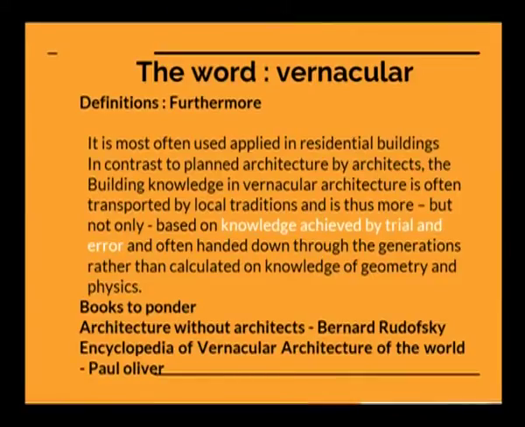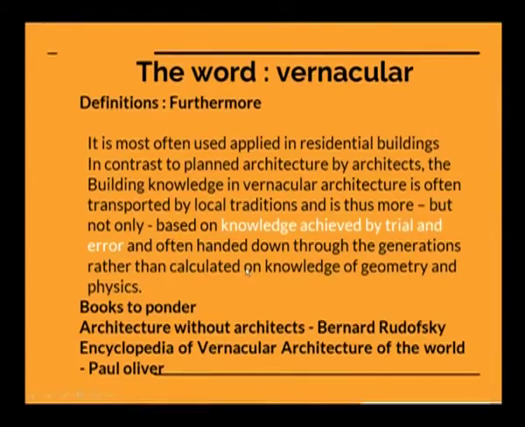So, when you study vernacular architecture from the past, you will notice it applies a lot to residential buildings and dwellings. In contrast to planned architecture by architects, the building knowledge in vernacular architecture is often transported by local traditions and is thus more, but not only, based on knowledge achieved by trial and error. So, you notice this highlighted part about knowledge achieved by trial and error. Vernacular architecture resides basically on the foundation that everything has been tried out, found, researched about its errors, and then taken further and evolved into its final shape.